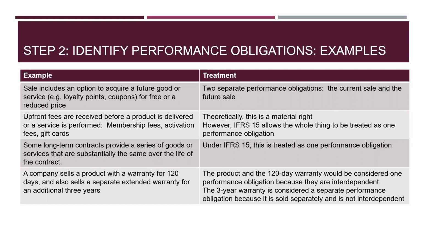Now, in this particular case, the business will set up two performance obligations. One is for the product and the 120 days warranty that would be considered as a single performance obligation because they are interdependent. You cannot separate the 120-day warranty from the product. So they have that dependency, and the customer cannot use one or the other without having both. Okay, so that is a single performance obligation. On the other hand, the 3 year warranty will be seen as a separate performance obligation because it's not interdependent on the product.